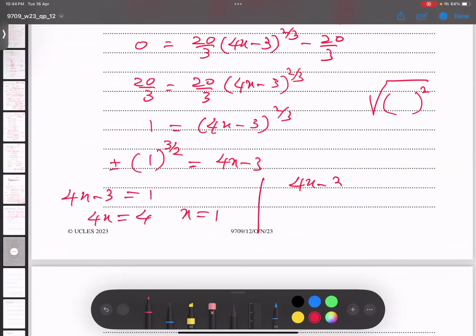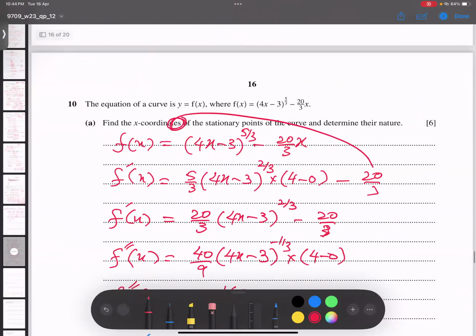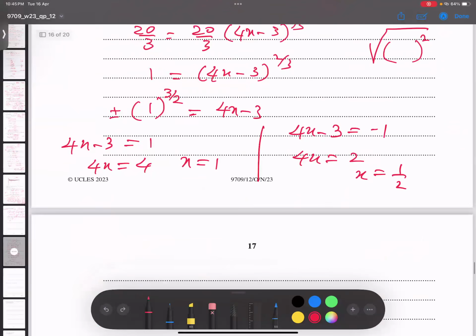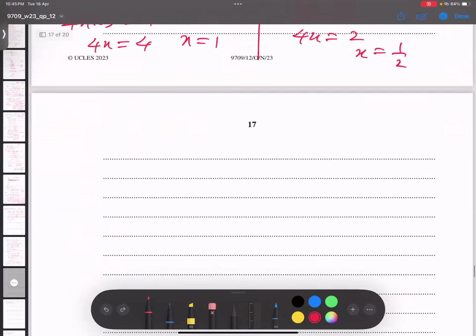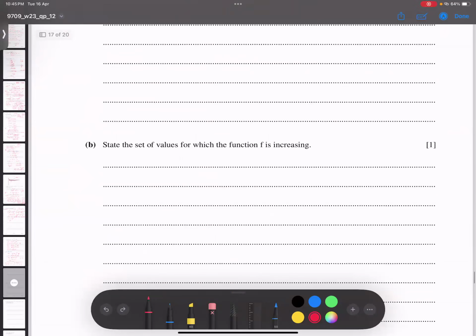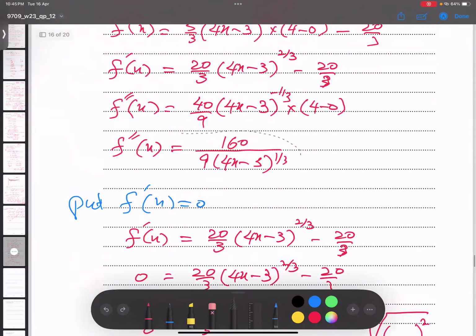So 4x minus 3 equals minus 1, and 4x equals positive 2, and x becomes a half. We got 2 answers, and I believe you got my point. And since he said coordinates, not 1, 2, so we got a point. I think the point is very, very clear: an x coordinate, no need for y coordinates. So make sure about it. Okay, let's talk about the next part. What he's asking for next, I think, is the nature part. So I will take the second derivative from here and go for the nature.